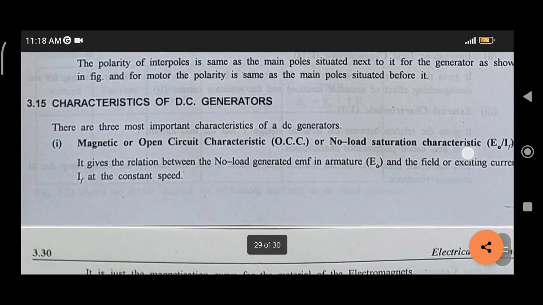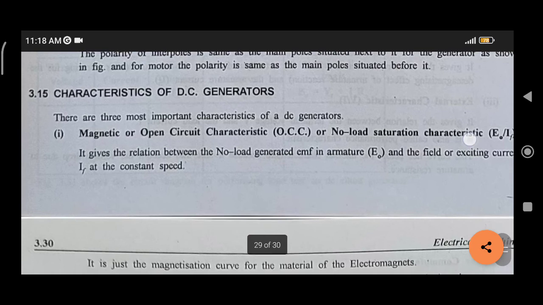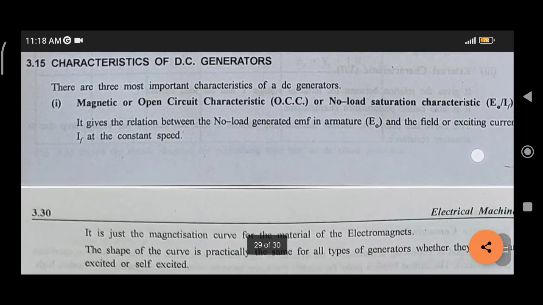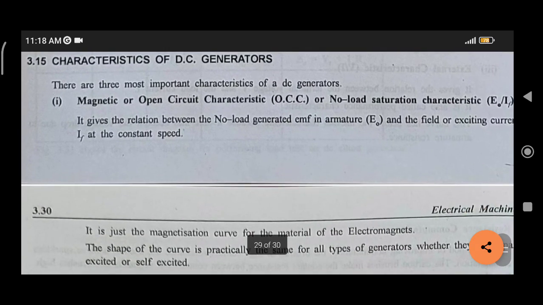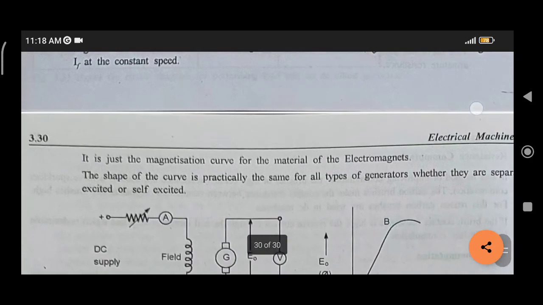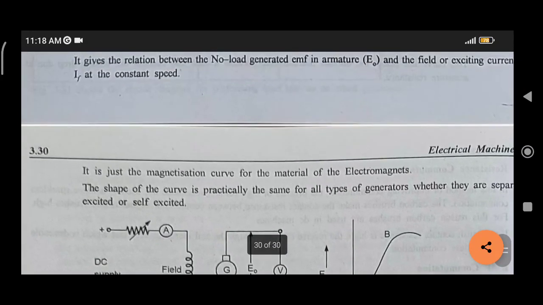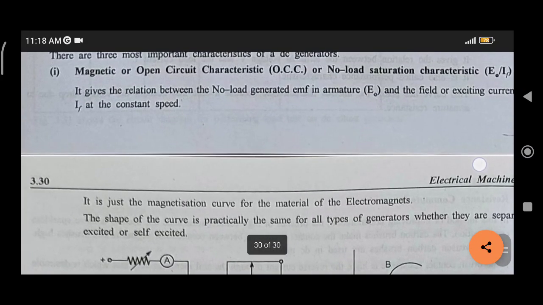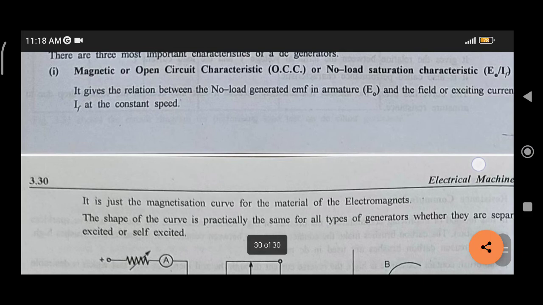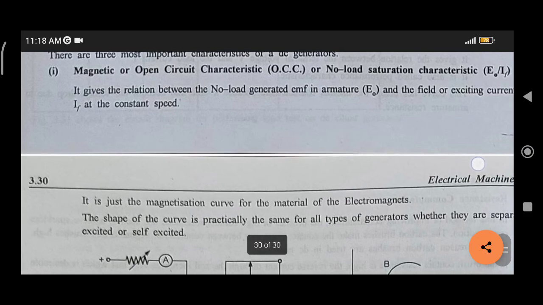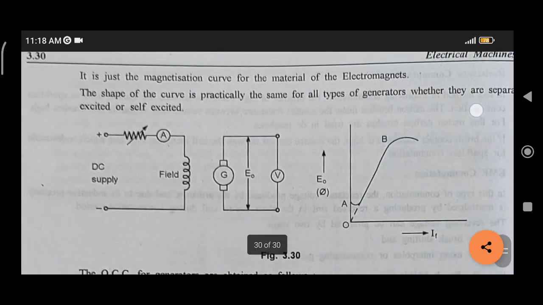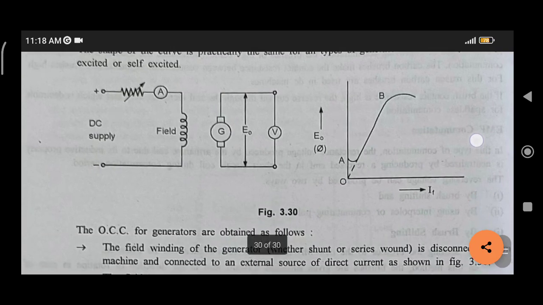Okay, now the last topic, characteristics of DC generator. So there are two types of characteristics. First one is the magnetic or open circuit characteristic, OCC, which is drawn between Eo and If. Eo is the no load generated EMF and If is the field current. Okay, so if we give the exciting current and note down the no load generated EMF, then we will get this type of graph.